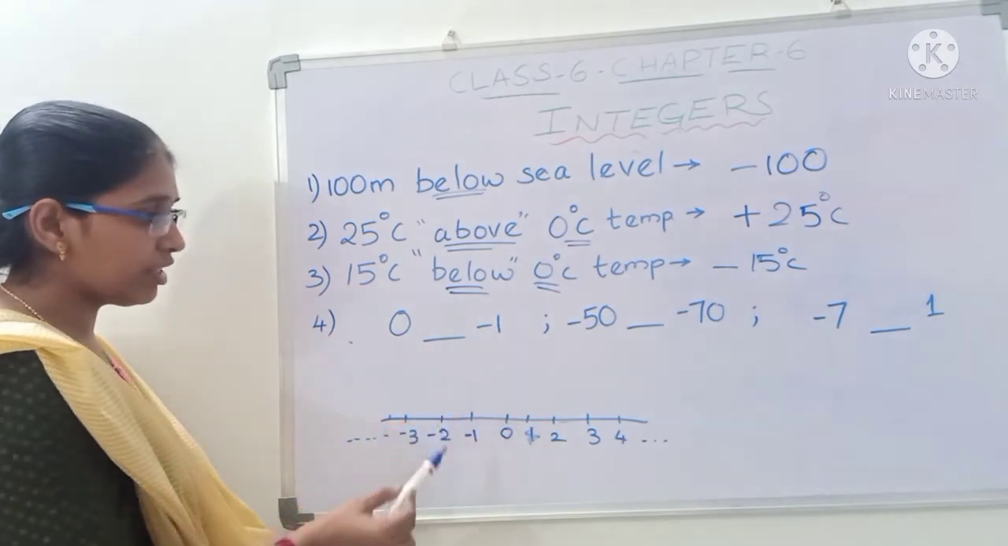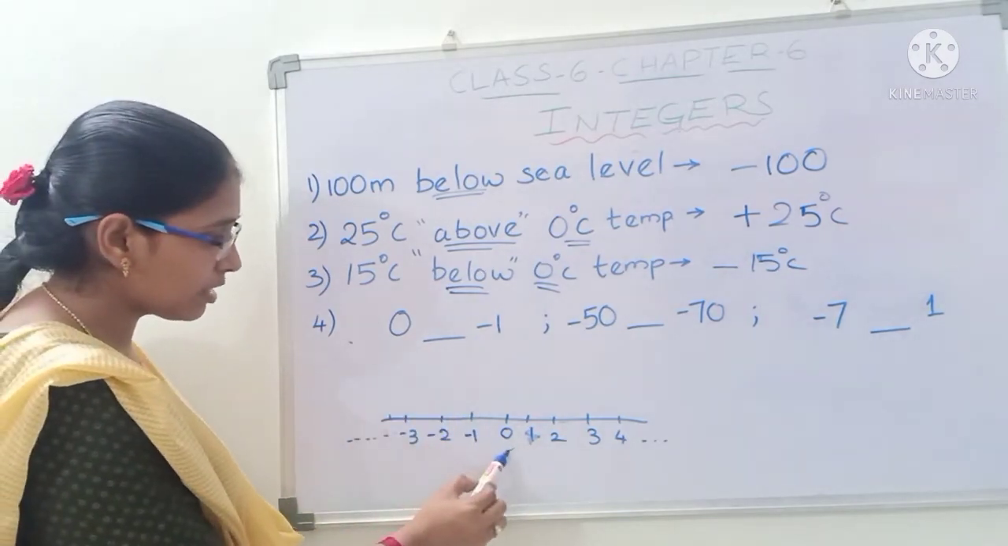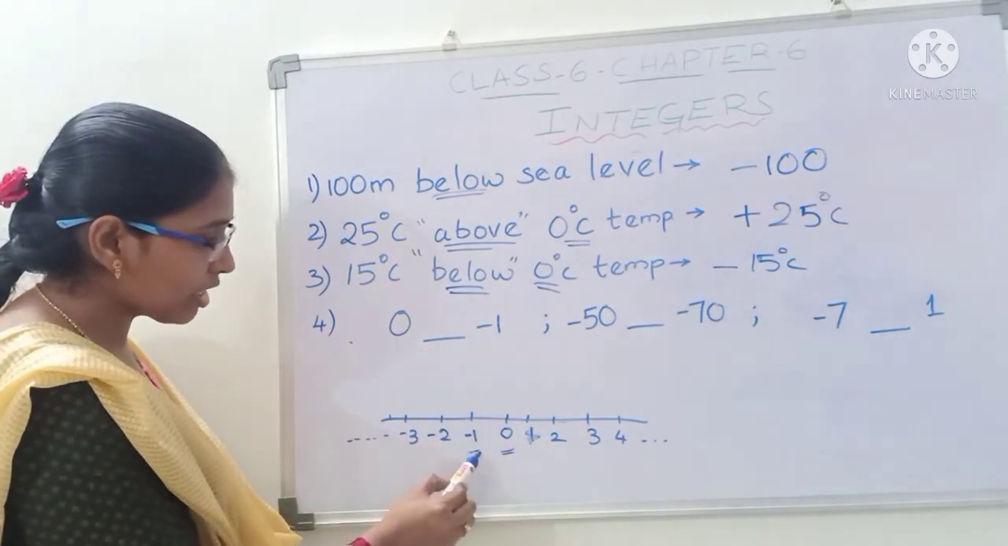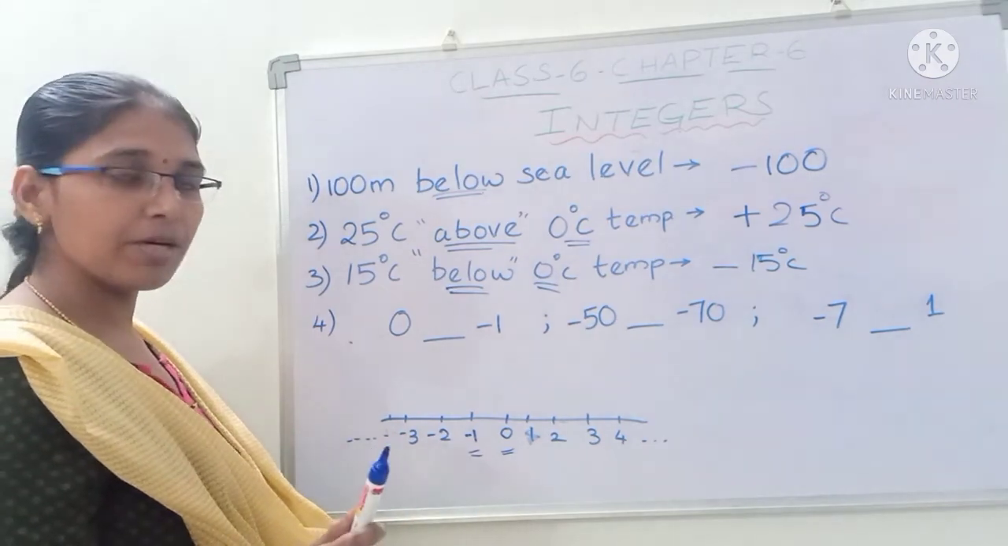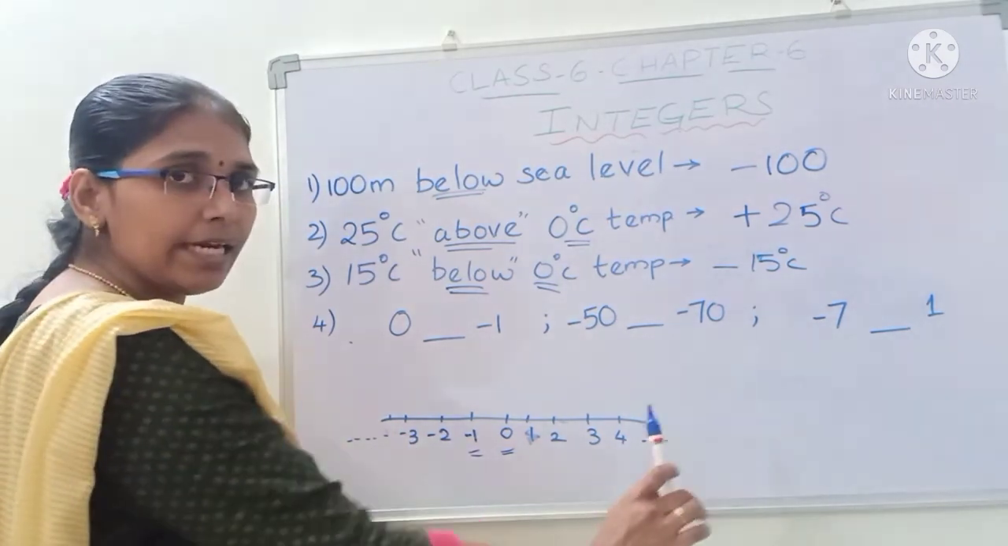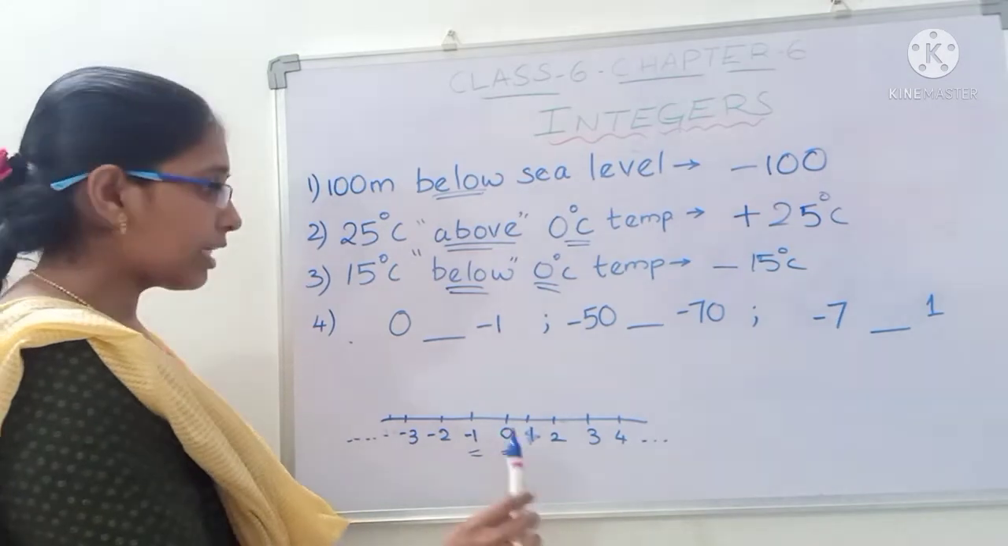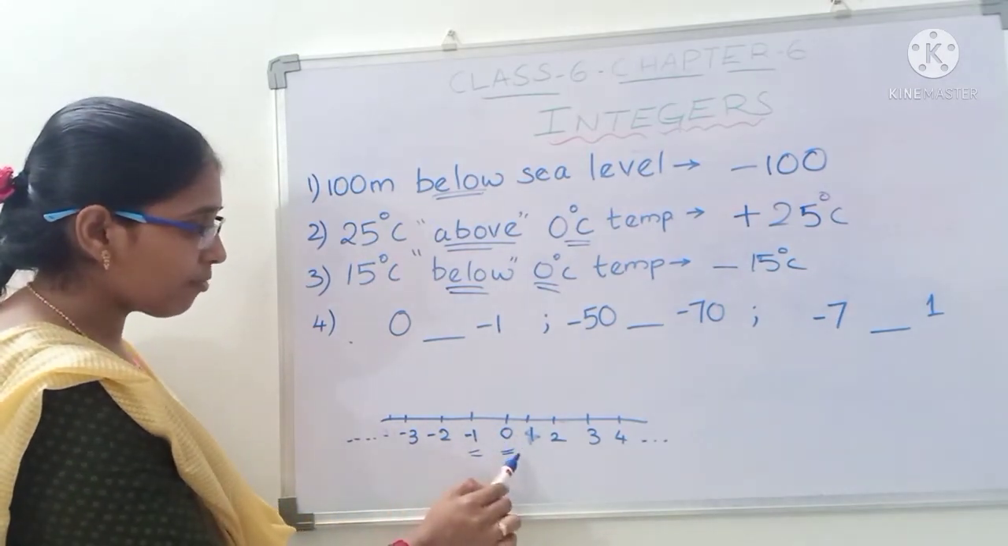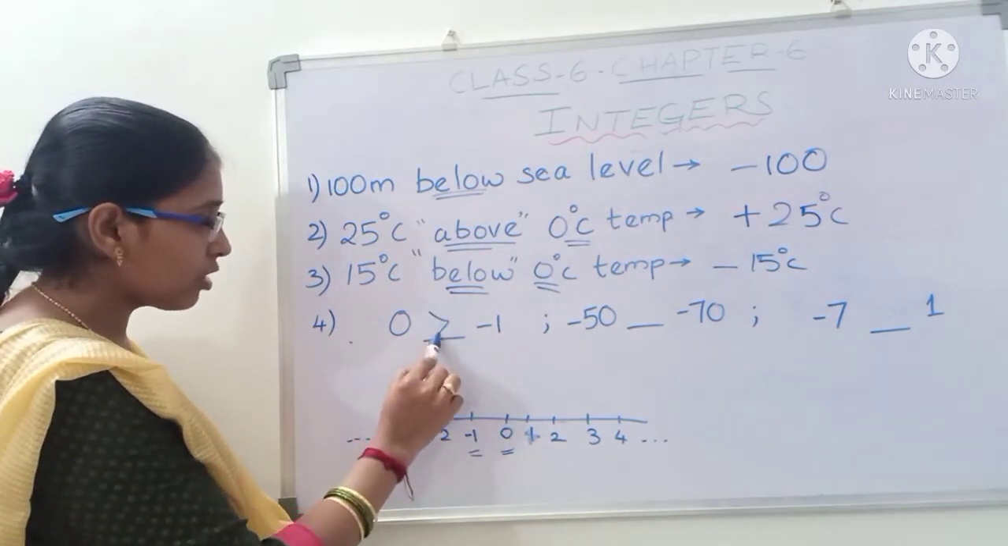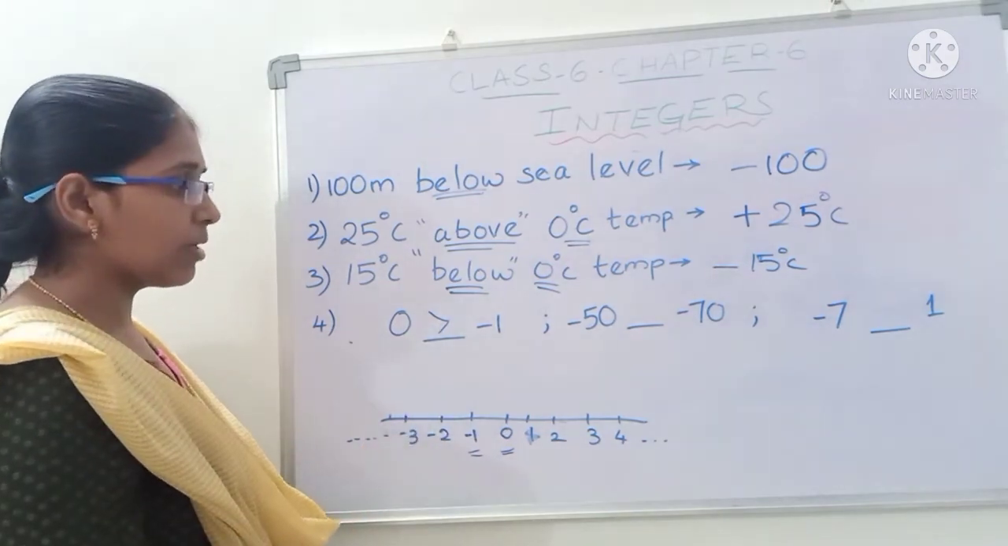0, minus 1. Which is greater? Check where is 0. 0 is here and minus 1 is here. You should always remember, if you go right side, the value of the number increases. 0 is right side of minus 1. So 0 is greater than minus 1.